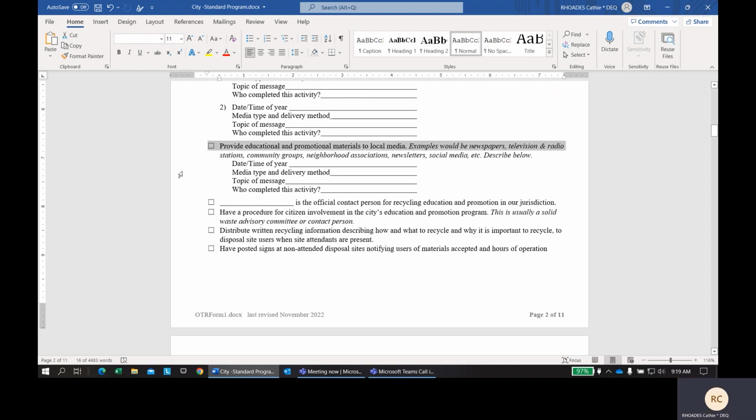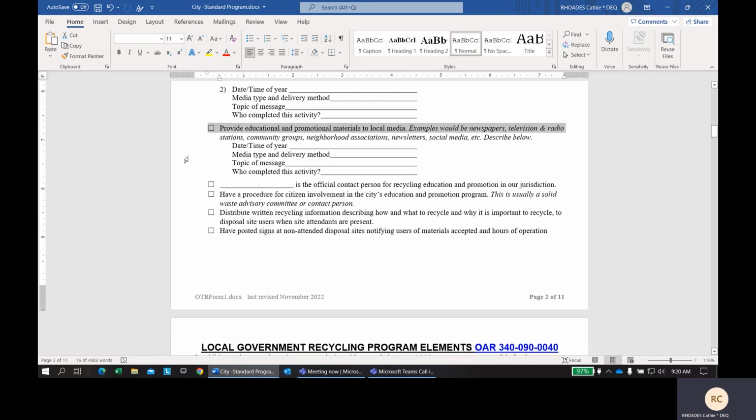Next, you are also required to provide educational promotional materials to local media, such as newspapers, televisions, radio stations, community groups. These rules are relatively old, and therefore social media actually wasn't present when these rules were written, but we do include social media in this. So if you are promoting your programs through social media, you can indicate that here.